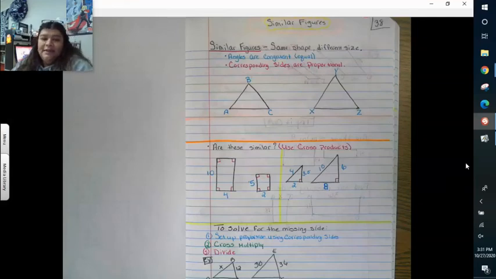Hey guys, good morning. Today we're going to do similar figures. It's similar to scale drawings and to all the proportions we're doing, okay?